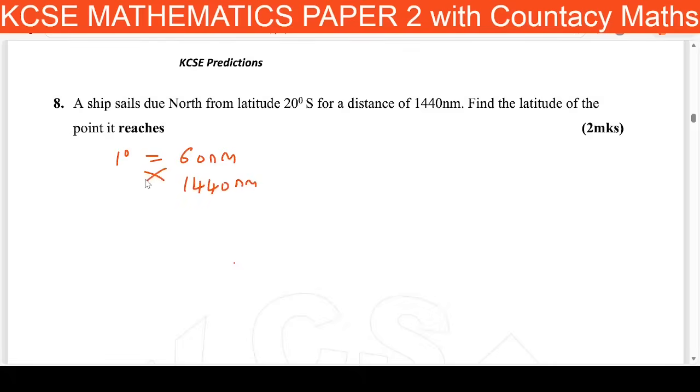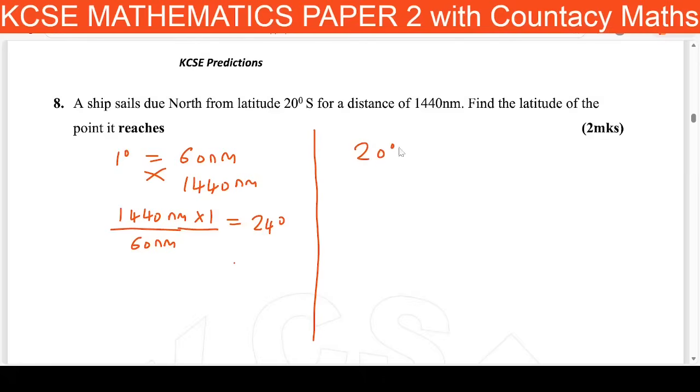So what you do is cross multiplication like that. Therefore, that will be equivalent to 1440 nautical miles divided by 60 nautical miles. This is 1440 times 1, it doesn't change so much. So we have 1440 divided by 60. What do we get by that? We can go ahead and do 1440 divided by 60. That's going to give us 24 degrees like that.